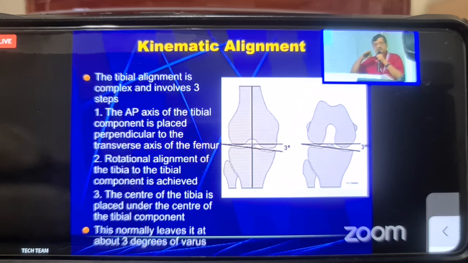So, just cutting the tibia in varus is not kinematic alignment. When you follow these principles, you usually end up leaving the tibia at 3 degrees of varus, not at 90 degrees to the horizontal. So, basically, you shape match the femur and then gap balance the tibia to match the femur. So, that's the concept of kinematic alignment.